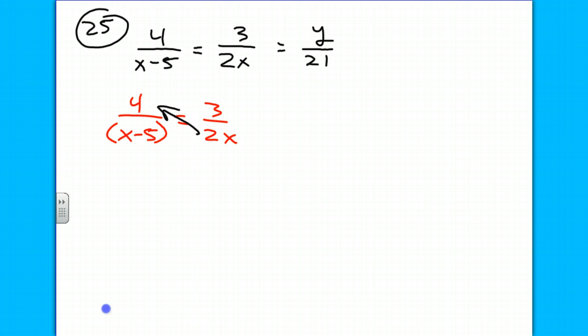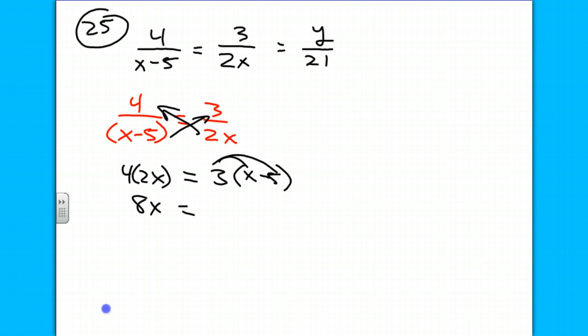Bring this up. When you bring this up, what do you have on the left side, Colin? What is 4 times 2x? 4 times 2x with parentheses. Okay, I'll write it. 4 times 2x equals 3 times. Can you tell us what 4 times 2x equals? 8x. So we have 8x equals, what do we have here? 3x and negative 15. Good.